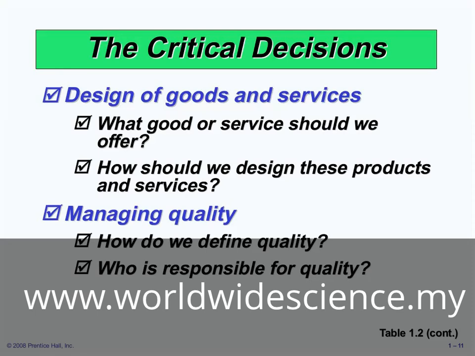The critical decisions that are made by operations managers in any company start with the design of goods and services. In the design of goods and services, they should ask two questions: what good or service should be offered, and how should we design these products and services? This is very important. What good or service should be offered? It means, what is the need of the market? What do customers need?